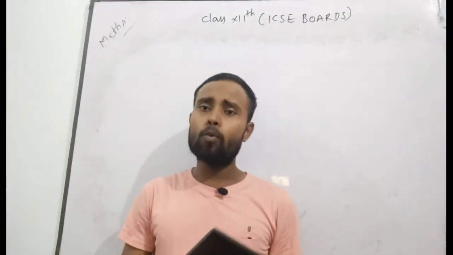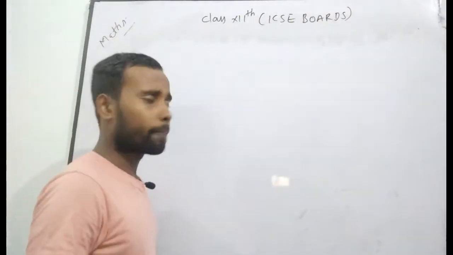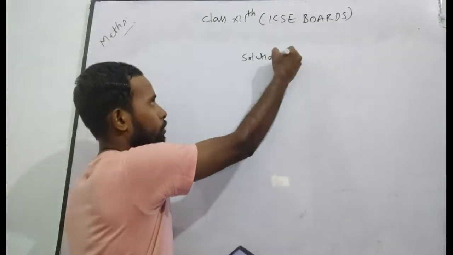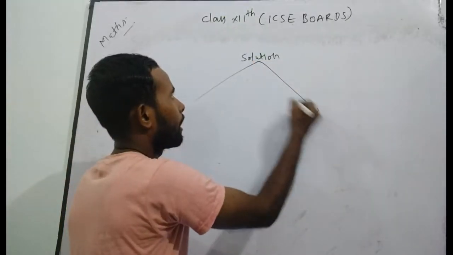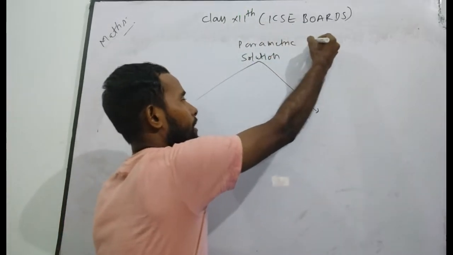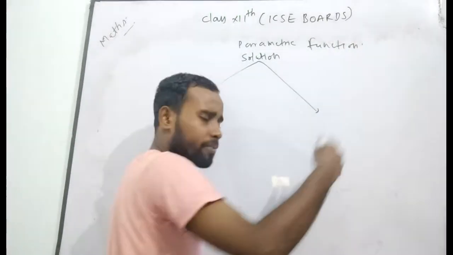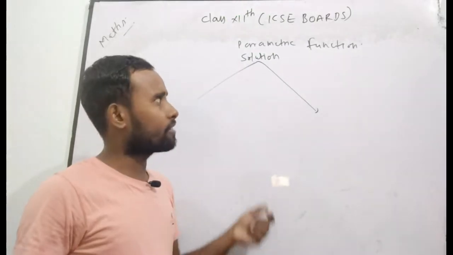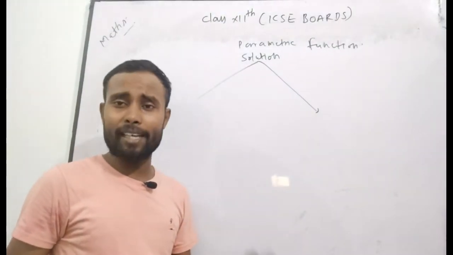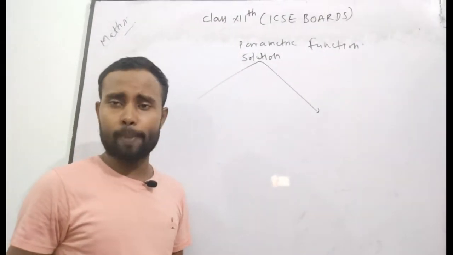Before starting, I want to tell you how you can solve it. Solution method: particularly for a parametric function, related to the derivative of y with respect to x, that means the derivative of the function with respect to x. There are two ways through which you can find the derivative of y with respect to x.